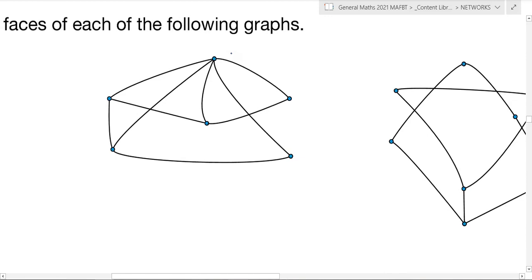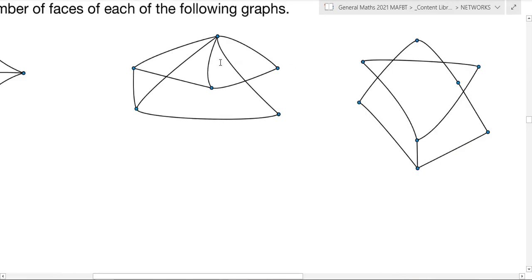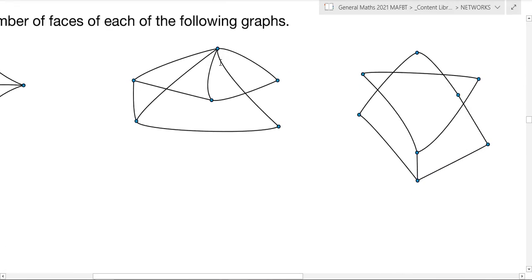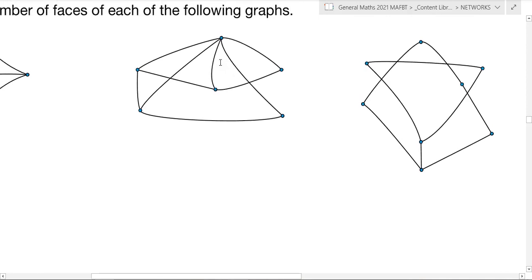Okay, this graph here, we might need to redraw to make it planar, because I can see that 4 of the edges intersect with one another. So I'm going to redraw it. What I ask you guys to do is practice redrawing your graphs to make them planar. If you want, pause the video and try and make this a planar graph. Otherwise, feel free to watch me make it planar.